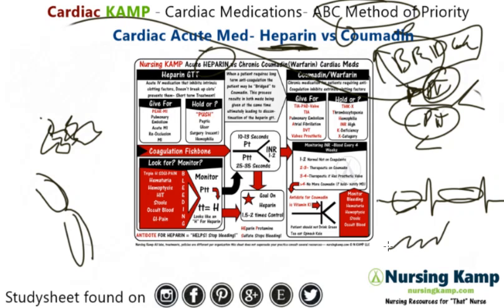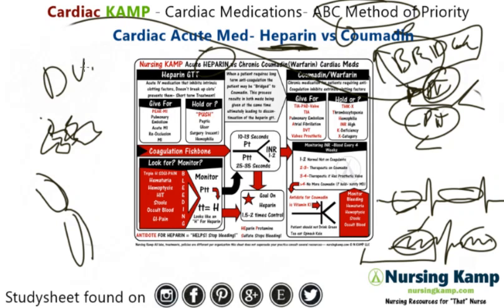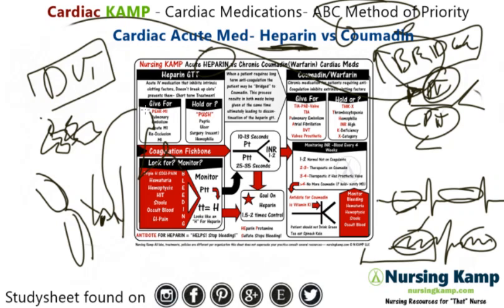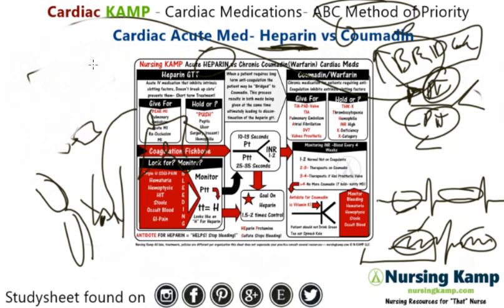It's also given for flutter, and flutter has these flutter cutaways, upside down saws. Also for DVT prophylaxis. So if they have a clot that's in the venous system, see my other lecture on that, that clot can actually go up to their lungs, and that could be a problem. So we worry about that. So let's talk about it.